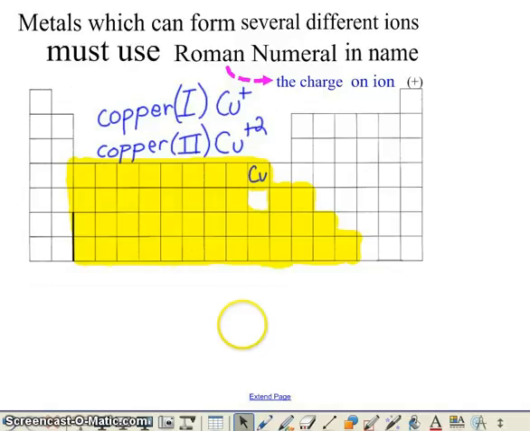Other metals, when they form positive ions, can form a variety of charges. Copper is one example. Copper can form +1 and +2 ions. How do we distinguish between these two? We use a Roman numeral. The Roman numeral tells you the charge on the positive ion. We don't need to memorize those charges, but we might need to figure them out when we look at the formula, or if we look at the name, it tells us the charge on the metal ion.